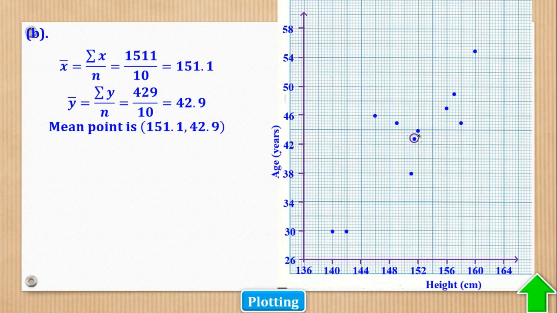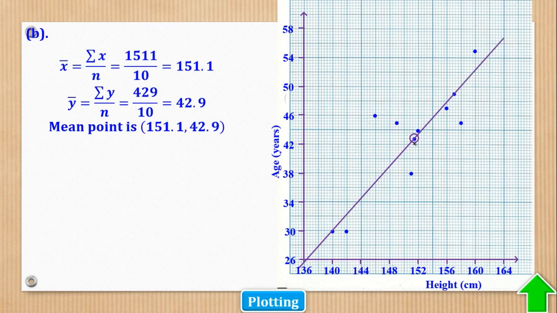The next is to draw a line of best fit. The line of best fit must fulfill three conditions. One, it must pass through the mean point, which is this. Two, it must pass through any other points plotted. And three, it must leave equal or almost equal points on either side. So if I fulfill those conditions, I'll draw my line of best fit as that.